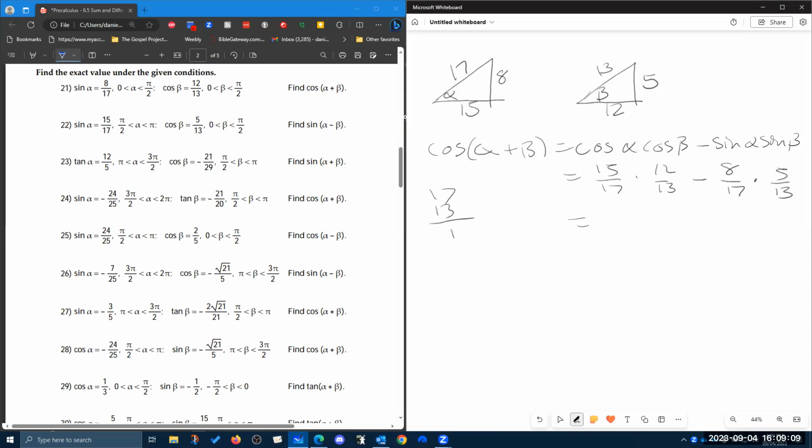17 times 13 is 221. And 15 times 12 is going to be 180, minus 40. That's going to be 140/221. And that's my exact value because there's neither a 17 nor a 13 in 140.